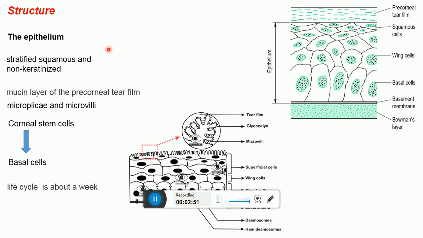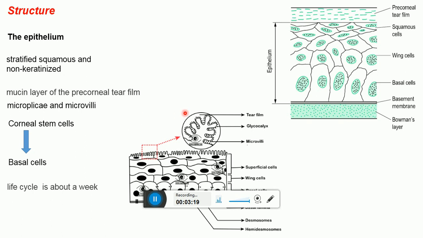It represents 10% of the corneal thickness. Corneal epithelium is stratified squamous and non-keratinized. The cells in the epithelium are held together with the help of desmosomes, and to the basal lamina with the help of hemidesmosomes and other filaments. The desmosomes link two cells together. The hemidesmosomes attach one cell to the extracellular matrix.